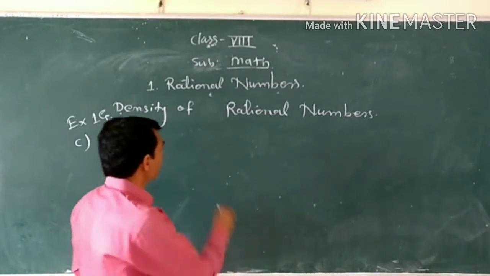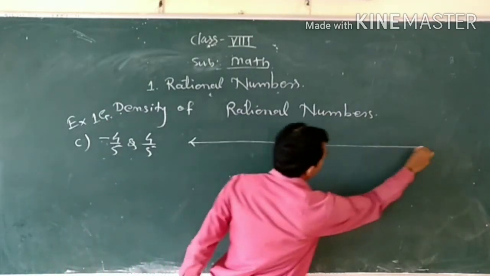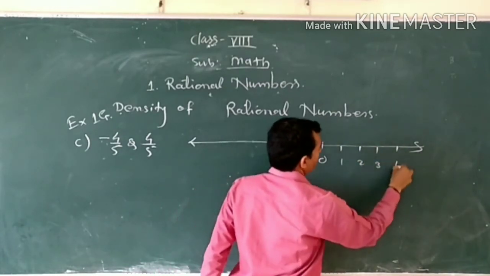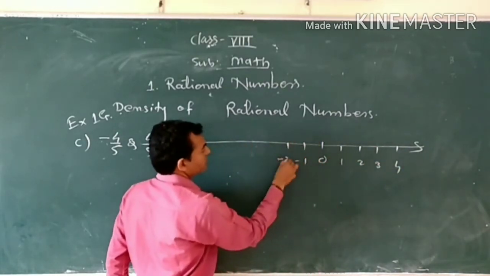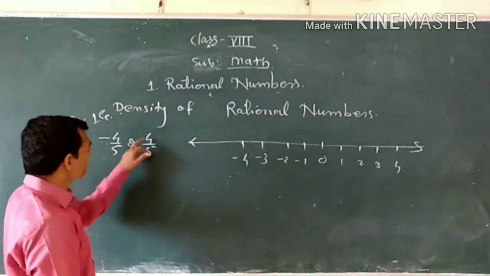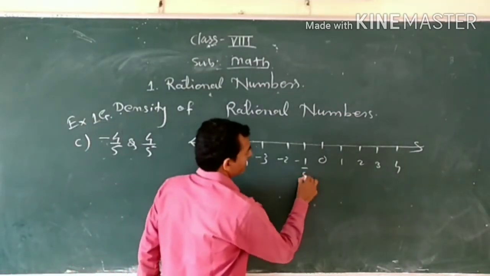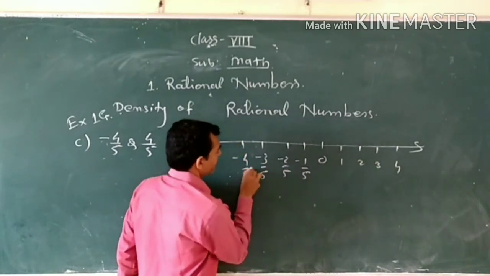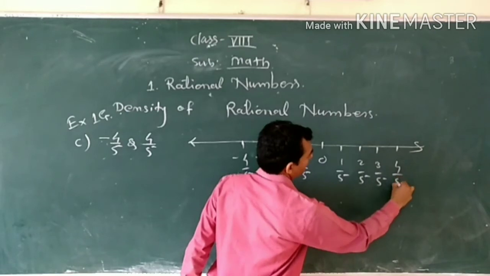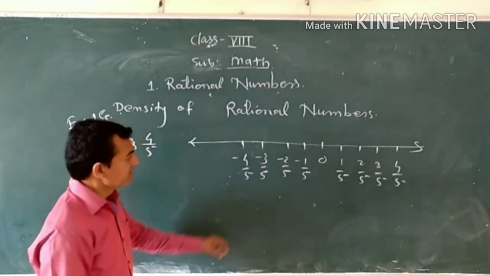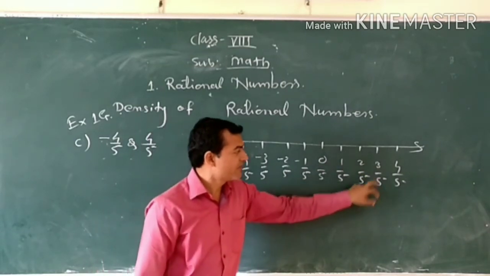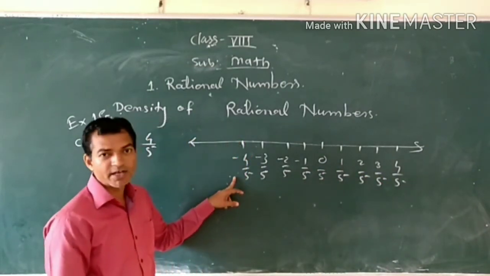Suppose you draw a number line like this. This is 0, 1, 2, 3, 4, and here minus 1, minus 2, minus 3, minus 4. Minus 4 by 5, 4 by 5. So you can write here divided by 5, and here also 5. Between them is 0 by 5, then 1 by 5, 2 by 5, 3 by 5, 4 by 5, and here minus 4 by 5.